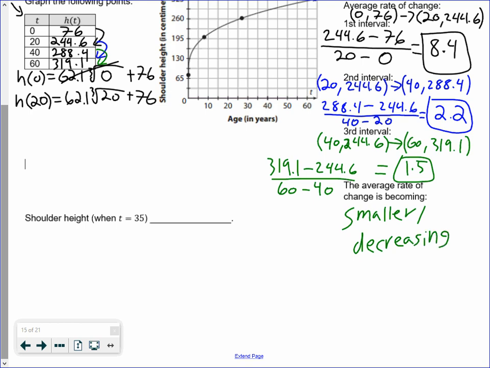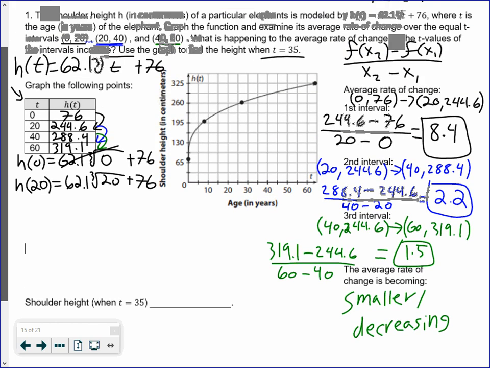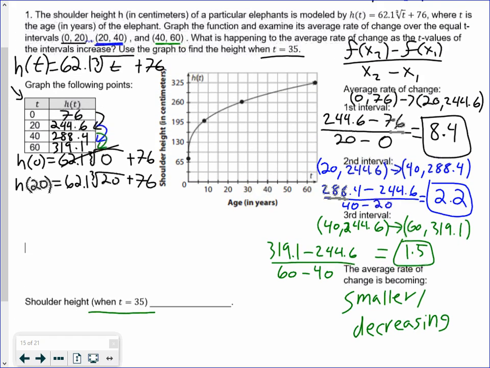And the last thing this problem asks us to do is to find the shoulder height when t is 35. It wants us to use the graph. So if we start at t equals 35, and we just go upwards so we hit the graph, that point right there is going to be our approximate h of t point when t is 35. That's going to be about 280.